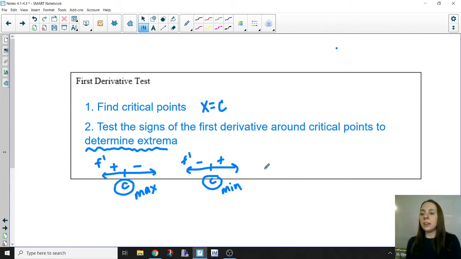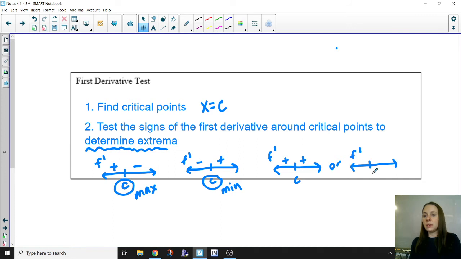And finally, if the sign does not change around the critical point, so if it stays positive or if it stays negative, which happens sometimes, then this means that we do not have an extreme value at that critical point.